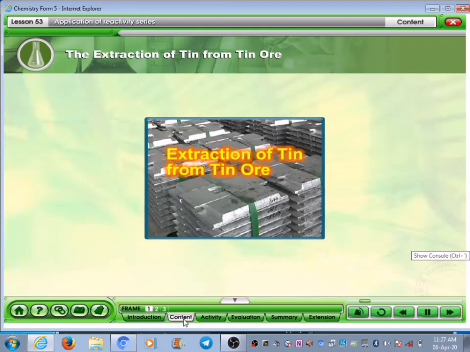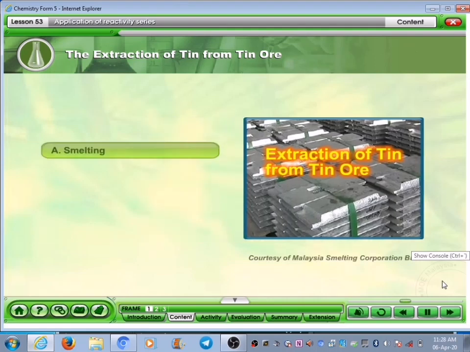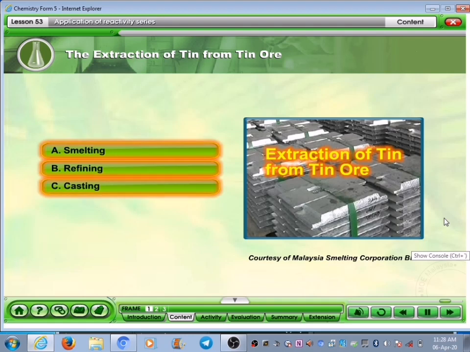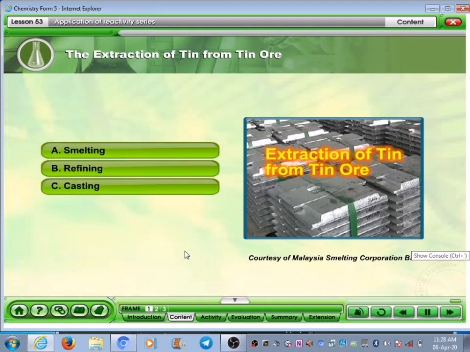Smelting is a method used to extract metal from its ore. Smelting of tin ore involves 3 steps: the smelting process, the refining process, and finally the casting process. Click on the graphic to view the process of smelting.